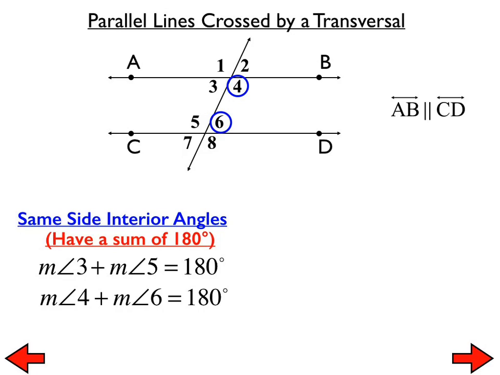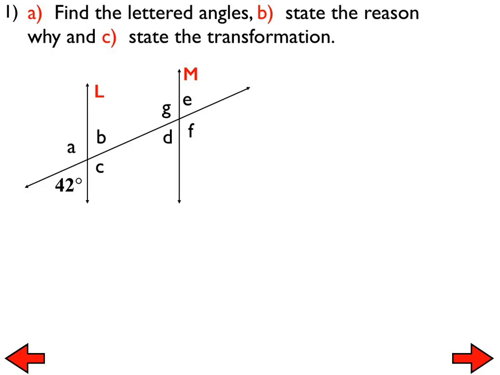Next part in your notes is this picture right here. I'm telling you that this angle right here is 42 degrees. You need to find all the rest of them. I'm also telling you, I haven't punched it up yet, but line L and line M are parallel to each other. And so now lots of things happen because of the fact that you have a pair of parallel lines. Find all the missing angles.